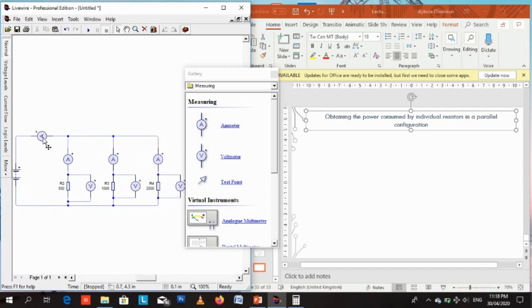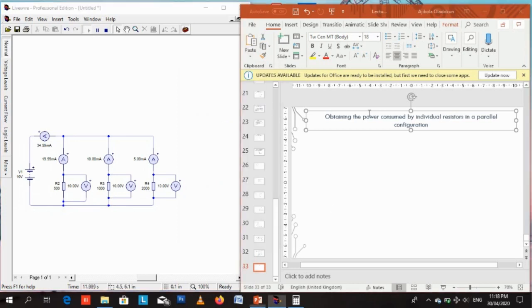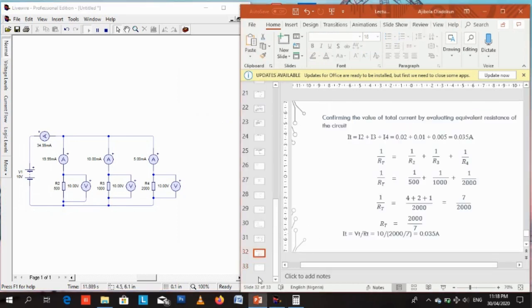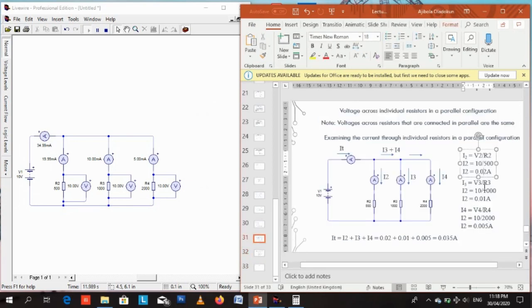So we have 3 resistors connected in parallel. Let's shift this ammeter closer a bit and shift this voltmeter closer a bit. Okay, and shift this that way. Okay, like so, and run. So we see here now that the voltages across each resistor are the same, 10 volts, 10 volts, even though there's an ammeter connected in series with the resistors, it doesn't affect the voltage. So that means that the parallel formula we proved is correct.